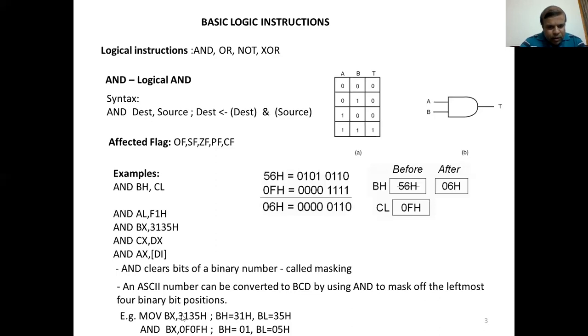Then what is the result that is stored in the destination operand BX? BX will hold 0105. So in BH we have 01, which is the BCD of 31, and 05, which is the BCD of the ASCII 35.